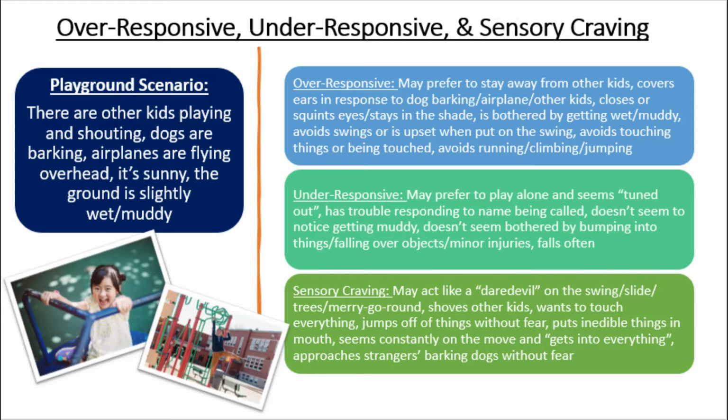If your child is over-responsive, he or she may prefer to stay away from other kids, cover their ears in response to loud noises, such as the dog barking, the airplane flying overhead, and the other kids. They may close or squint their eyes or prefer to stay in the shade in response to the bright sun. He or she may also be bothered by getting wet and muddy, avoid the swings or become upset when put on the swing, or avoid touching things or being touched, or avoid running, climbing, and jumping.